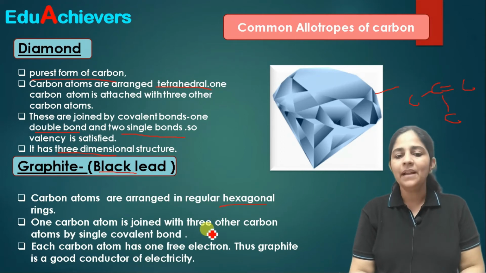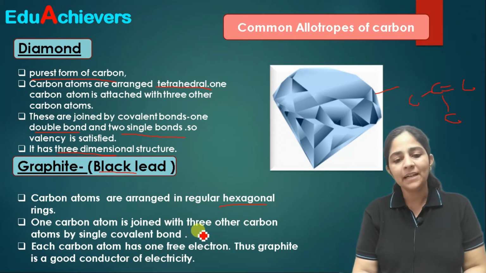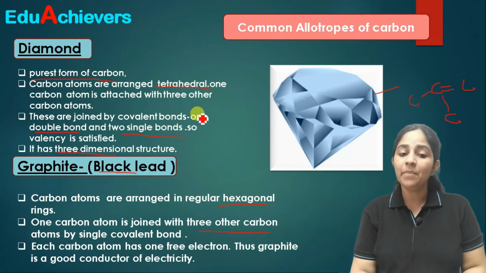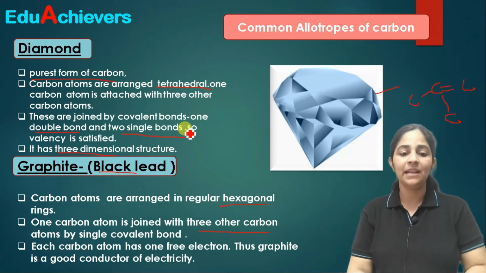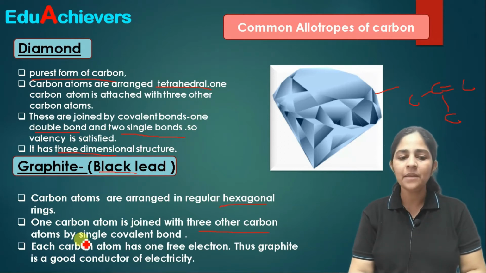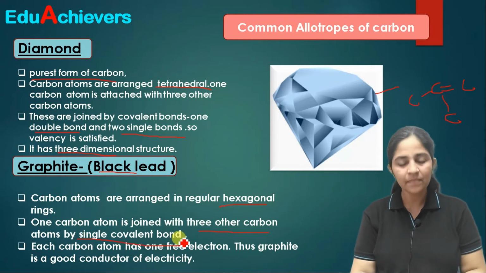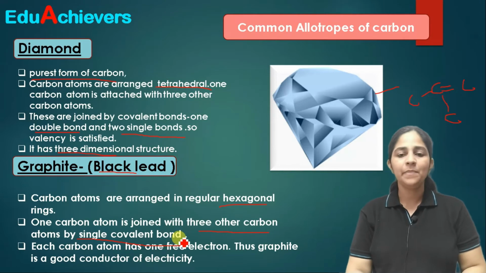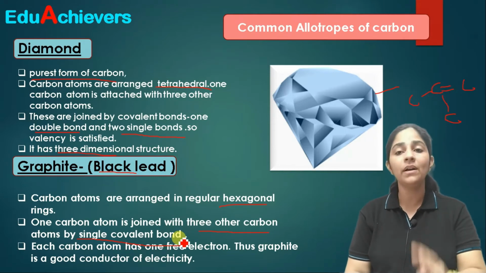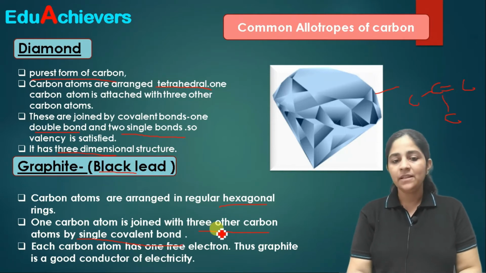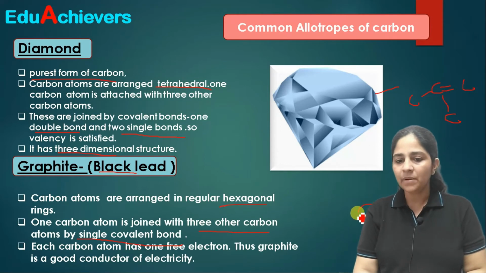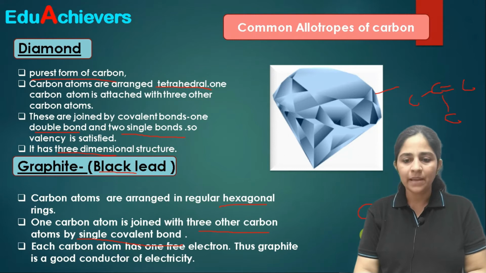Now, one carbon atom is joined with 3 other carbon atoms here also, just like the above. But the difference between diamond and graphite is that here only single covalent bonds are there. That means here the double bond is not involved. So carbon will be forming one, and then it will be forming 2, and it will be forming 3.